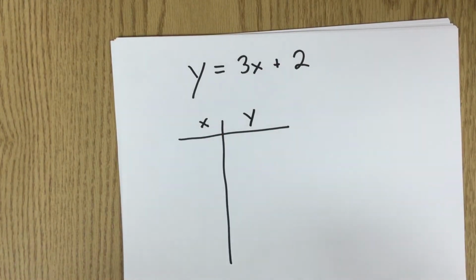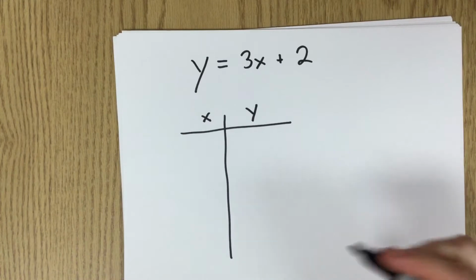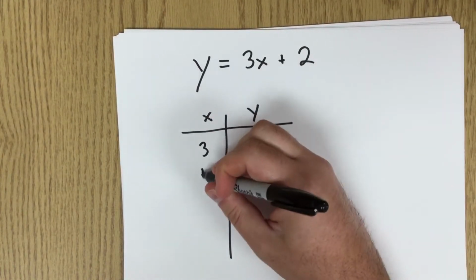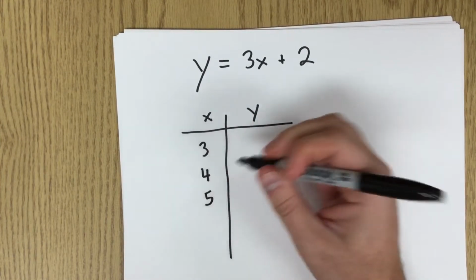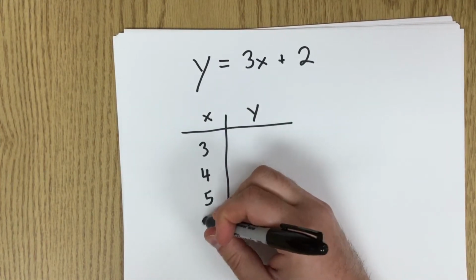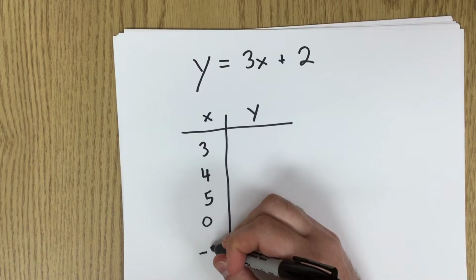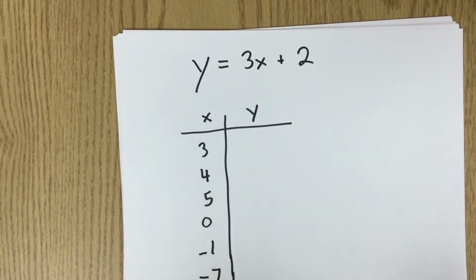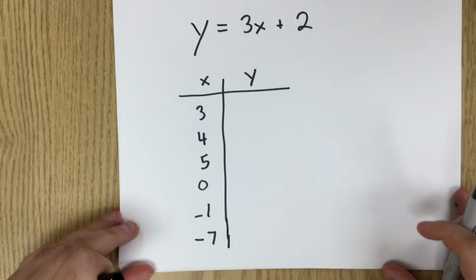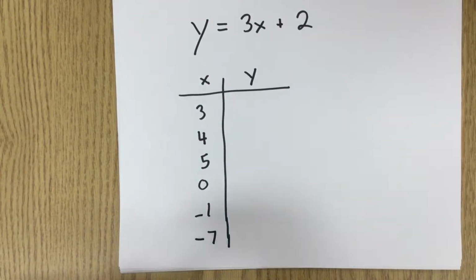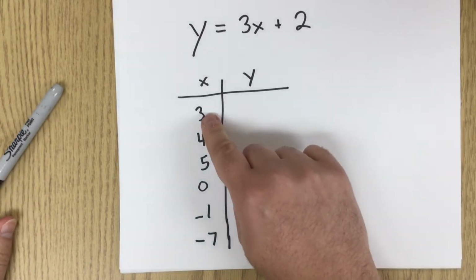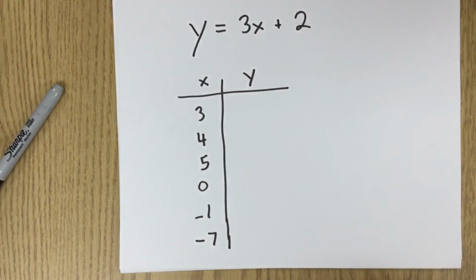is some values of x given to you. So let's say, for example, you were given the values 3, 4, 5, 0, -1. Now, I picked some pretty arbitrary values here. Usually you'll want to do some values in order from lowest to highest. So what you do for each one of these lines is you take the value of x and you just plug it into the equation.